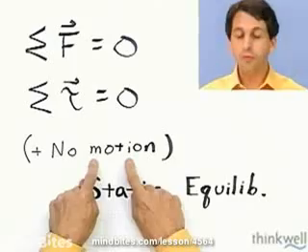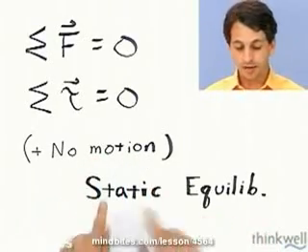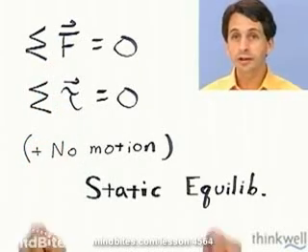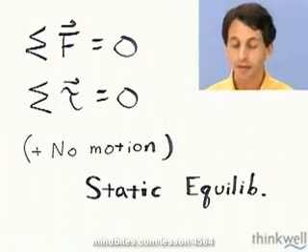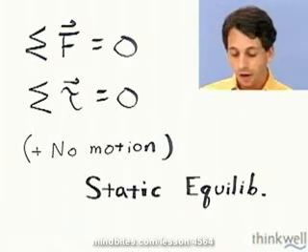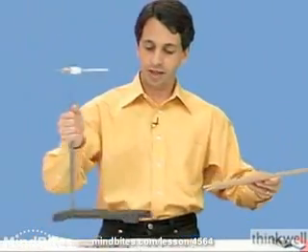When the net force and the net torque on an object is zero, we say it's in equilibrium. And if it's also true that there's no motion, then we say it's in static equilibrium. Static means it's sitting still, and since there's no net force and no net torque, it will continue to sit still. So that's what we mean by static equilibrium. And even then, there's this distinction: is it stable or unstable equilibrium?